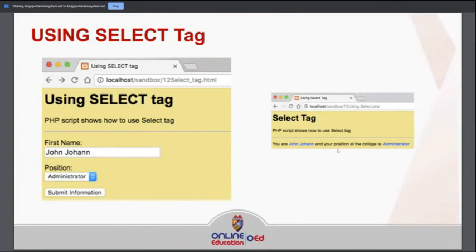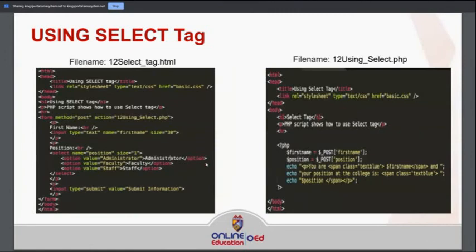Okay, and then you do have this output. Take note that the John Johan is highlighted in blue, the same as the administrator. So how were we able to have that output? Let's take a look at the program. So this is how you call the select tag. Basically, it is one of the objects that we can call.